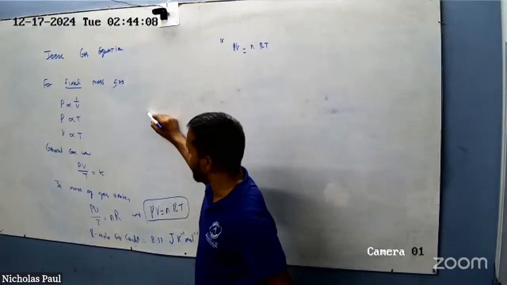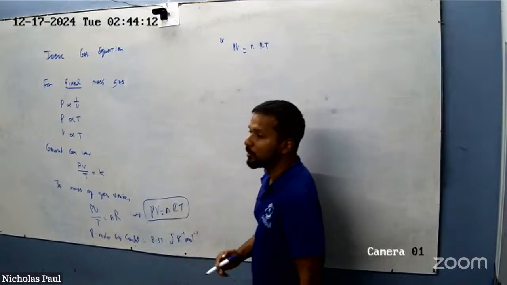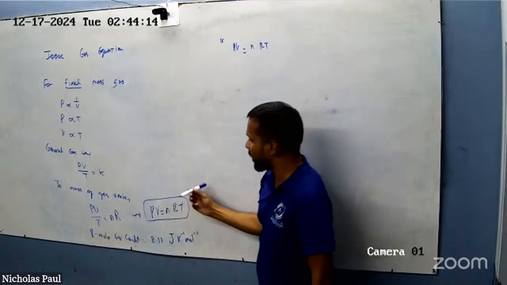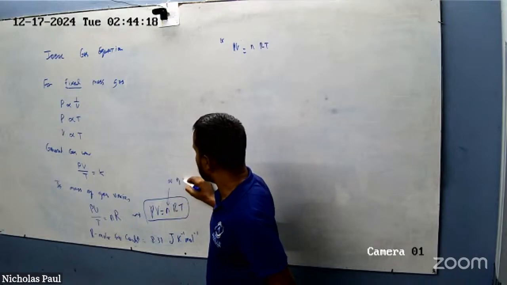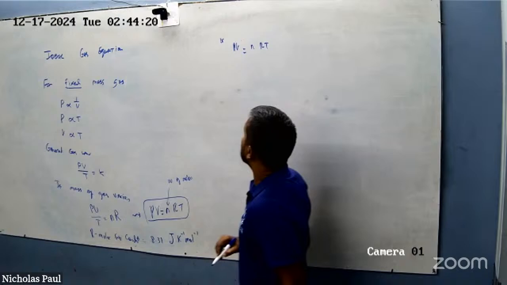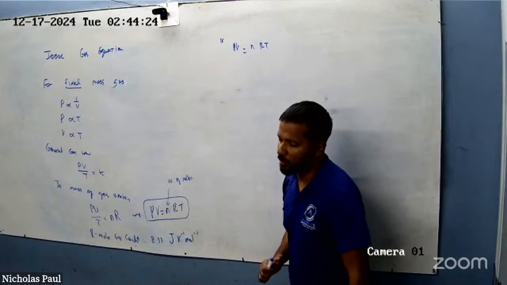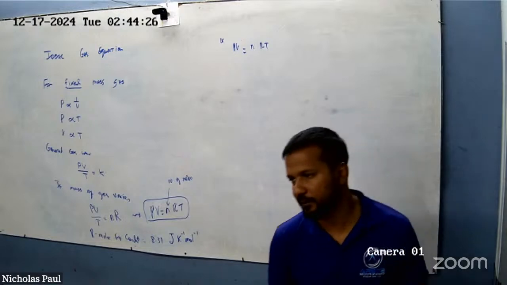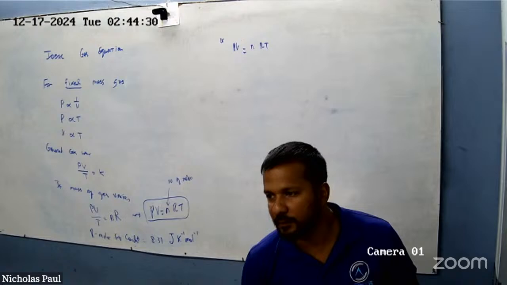So we know what P is. P is pressure, V is volume, T is temperature, R is the molar gas constant, and n is your number of moles. How do you go from number of moles to number of particles? Multiply by 6.0 times 10 to the 23, the Avogadro constant.